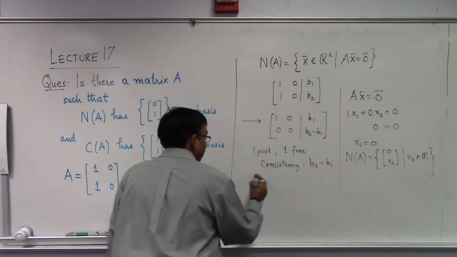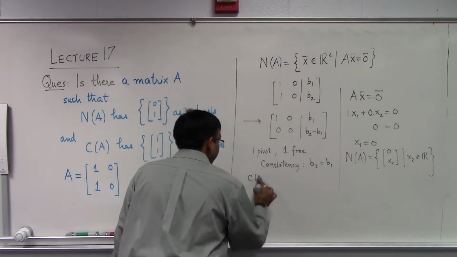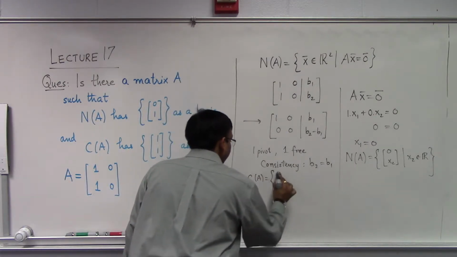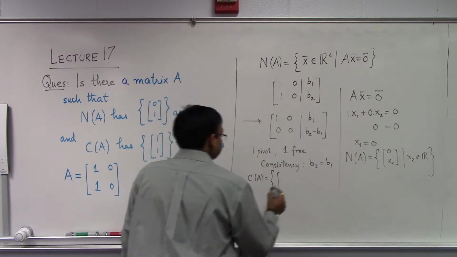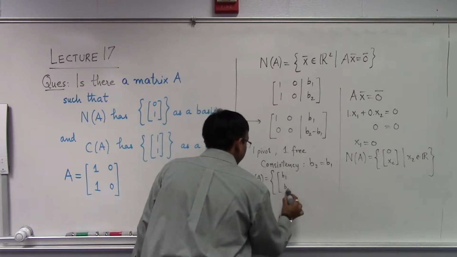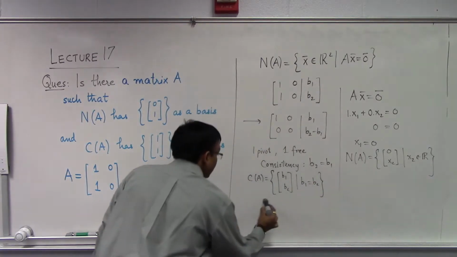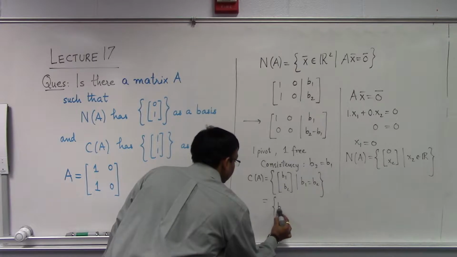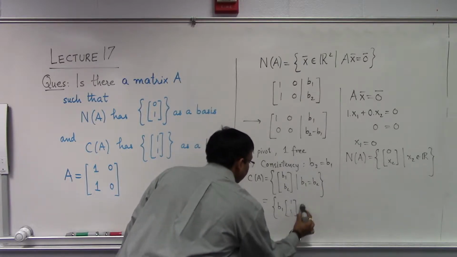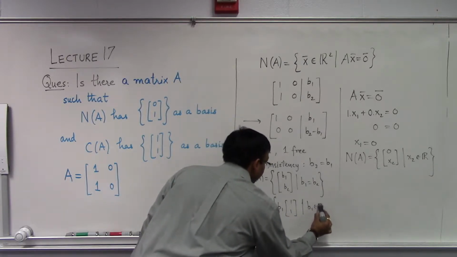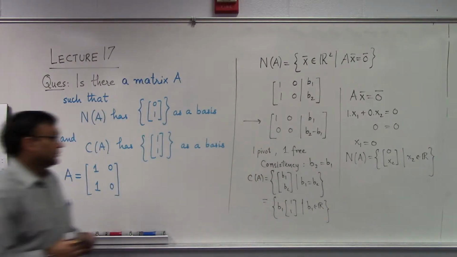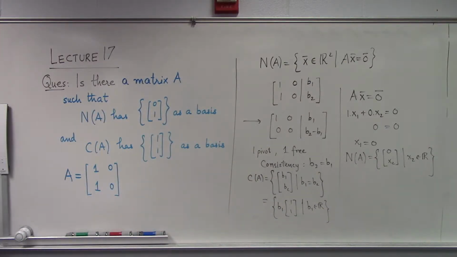Likewise, for column space, consistency forced us into this situation. So we can say the column space of A would be all those vectors (b1, b2) such that b1 must be equal to b2. Or in other words, this is going to be all multiples of the vector (1, 1), which again confirms that the column space has (1, 1) as a basis. So this is how we could have guessed, or generated, the matrix.